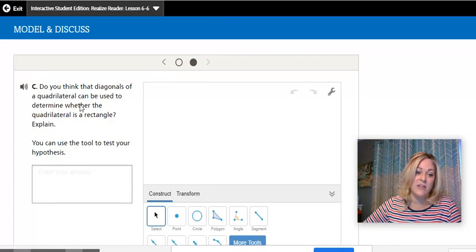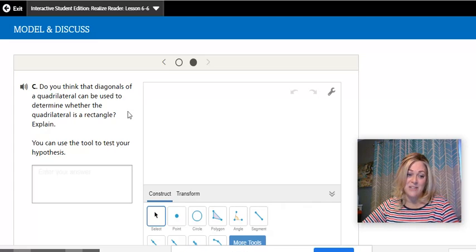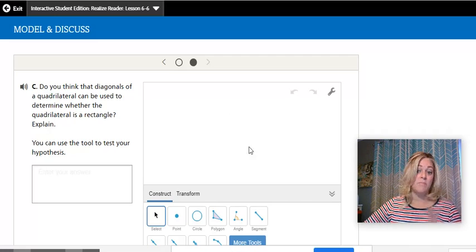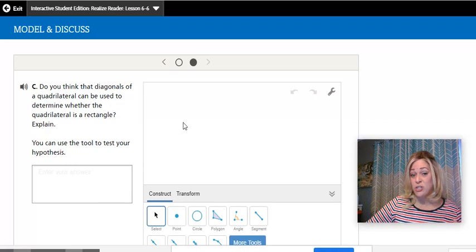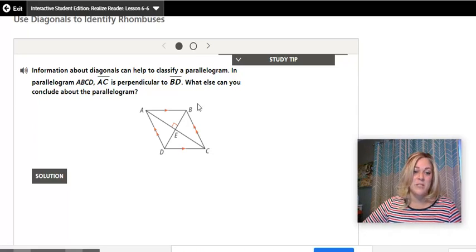Do you think the diagonals of a quadrilateral can be used to determine whether the quadrilateral is a rectangle? How can you test this? So you go ahead and test this. If it were me and my students, we would do this in a live classroom, maybe not online, so I'm not going to have my students do this, so you can talk to your teacher. But do you think the diagonals have anything to do with showing that it's a rectangle? Information about diagonals can help classify parallelograms.